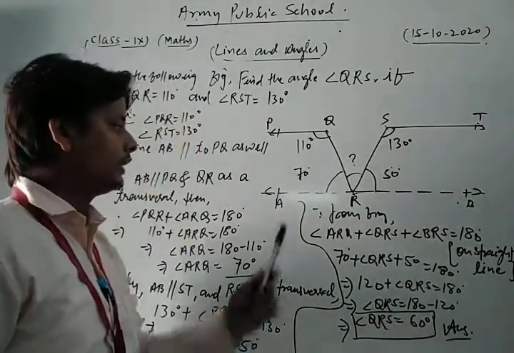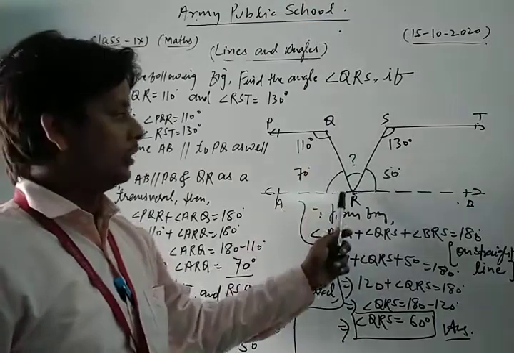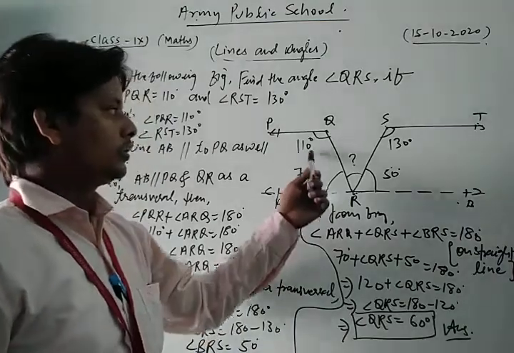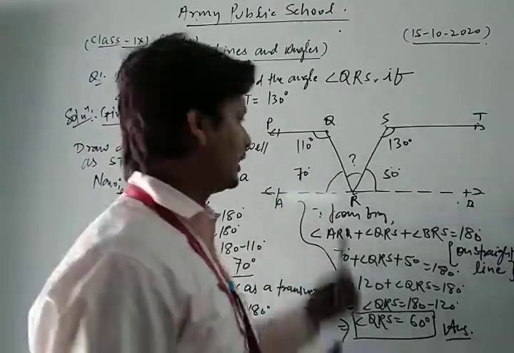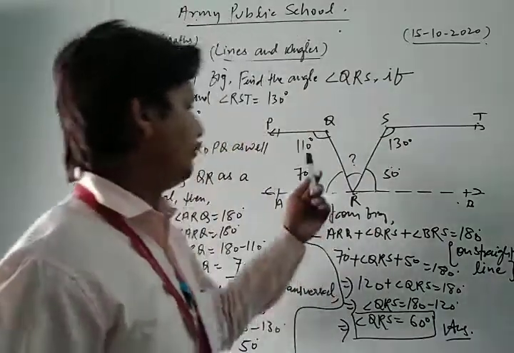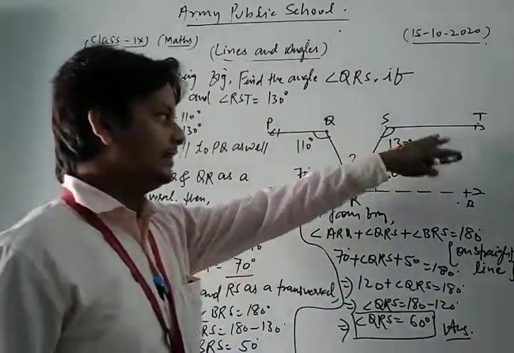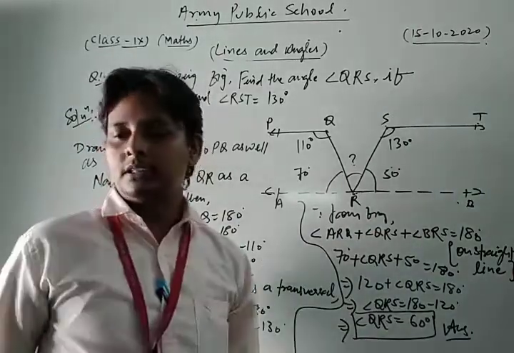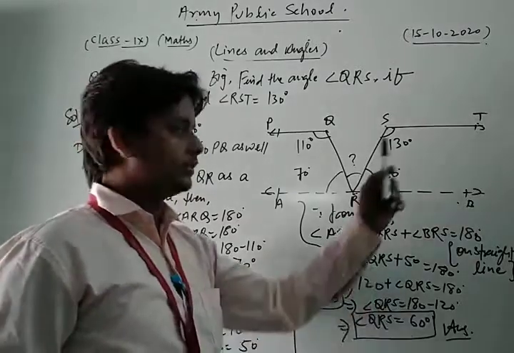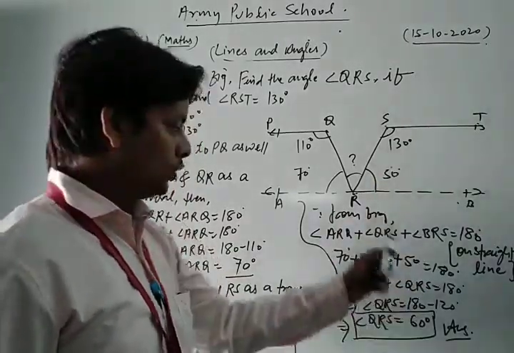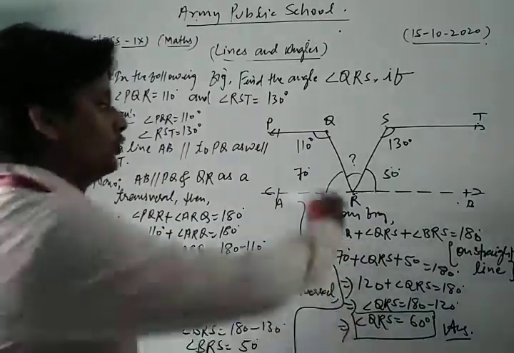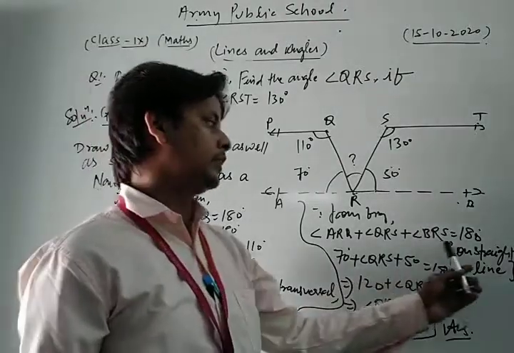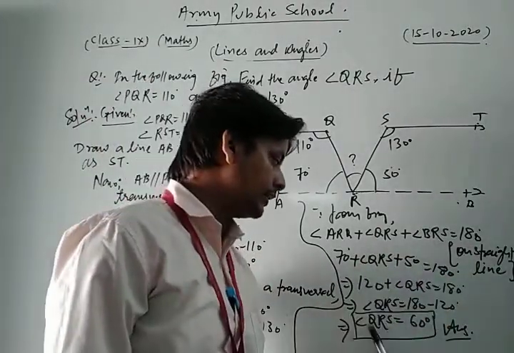After that, first of all we take AR parallel to PQ and QR as a transversal. Then we apply the concept of consecutive interior angles, which are supplementary to each other, so their sum is 180. From there we find angle ARQ. Similarly, for the other side we apply the same concept. Now these are on a straight line, so we apply that the angle on a straight line is 180. We sum all the angles, and from there we find the angle QRS.